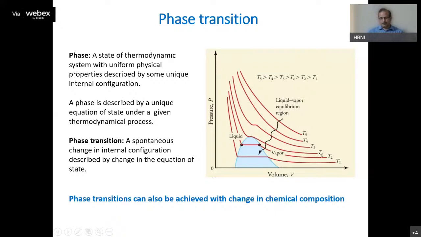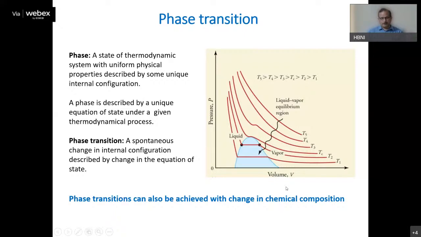And above, very much above this Tc, you can see this kind of curve where there is a continuous change. So we cannot distinguish between the liquid and vapor phase in this case. So phase transitions are not only induced by the change in the thermodynamic conditions, they can also be induced by the chemical compositional change.